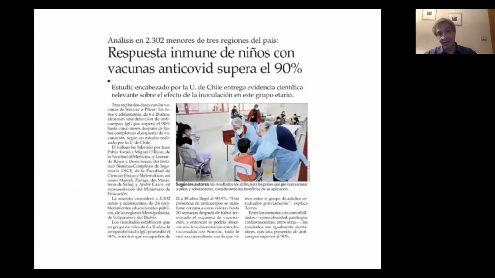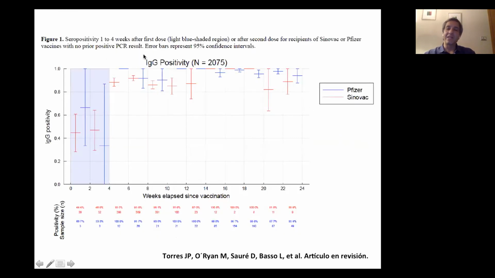We are taking some steps forward. This is an article in the main newspaper here in Chile. It's an article that mentions our study at the University of Chile, and we are studying now the immune response in more than 2,000 children in the three main regions of the country, what's happening after they receive the COVID-19 vaccine. And here we have the data.